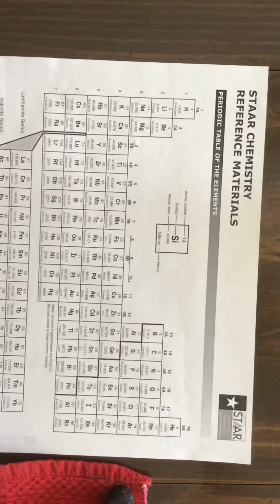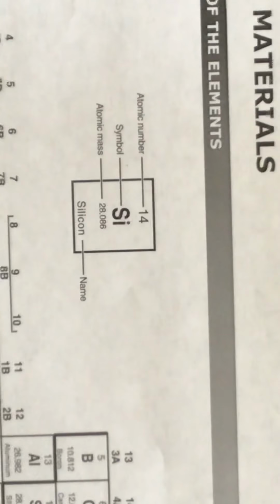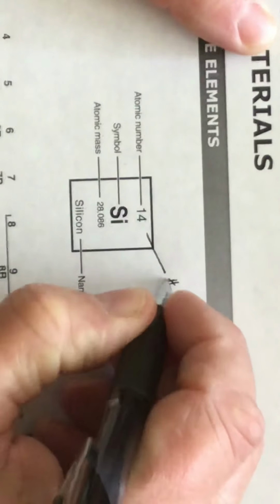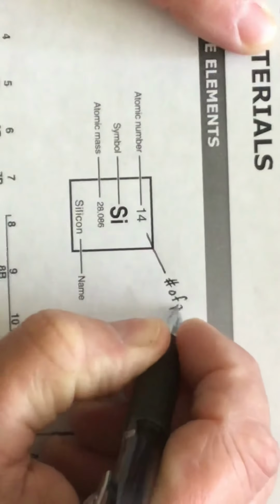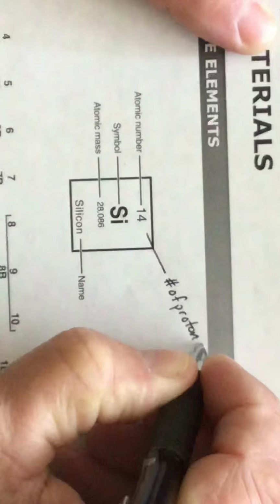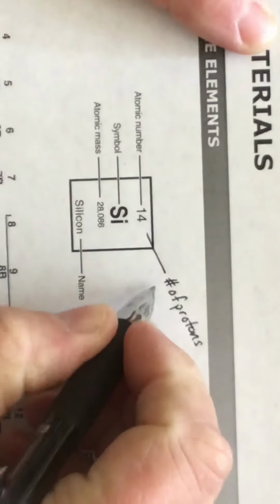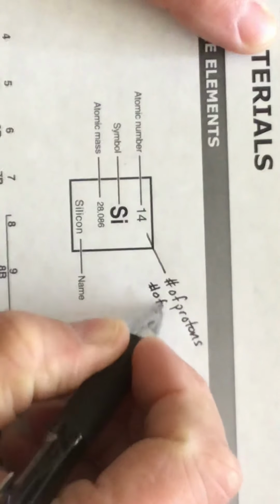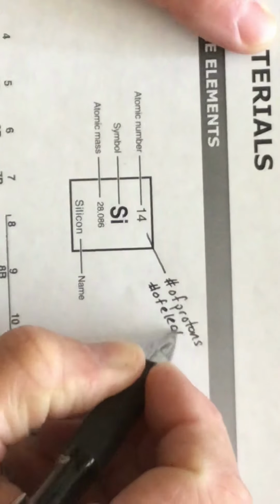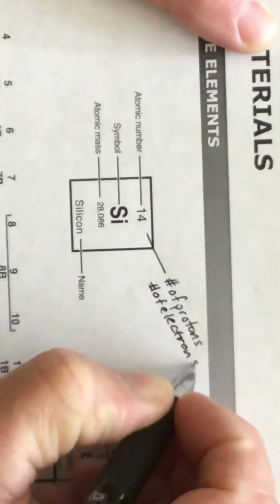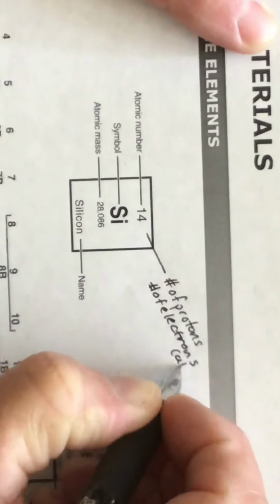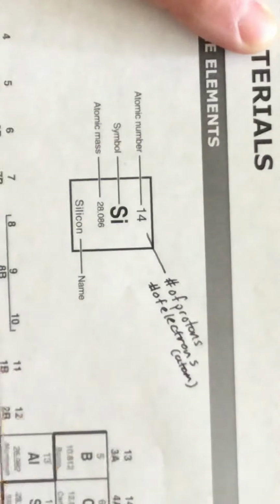So on this, where it says atomic number, you should have number of protons. Okay, it's also number of electrons, but that's just for the atom. Okay, remember atoms are electrically neutral and they have the same number of electrons as protons. Ions are going to be different.